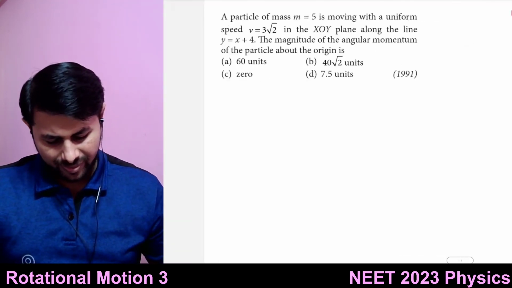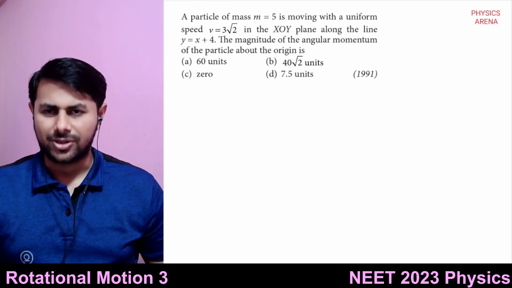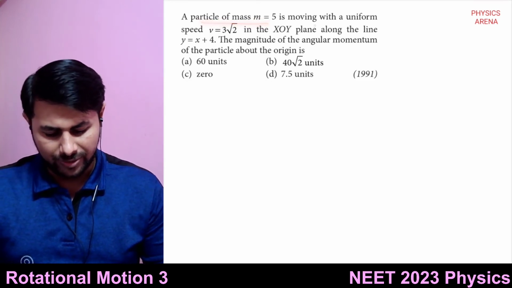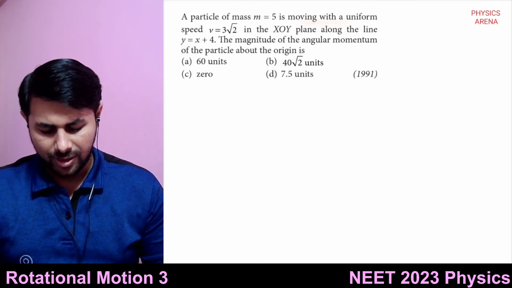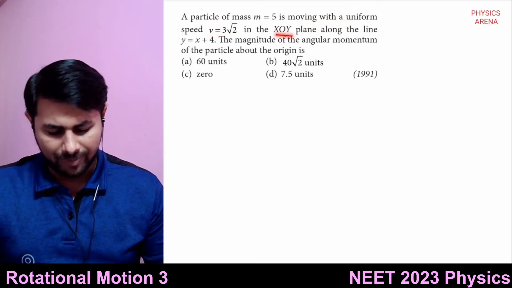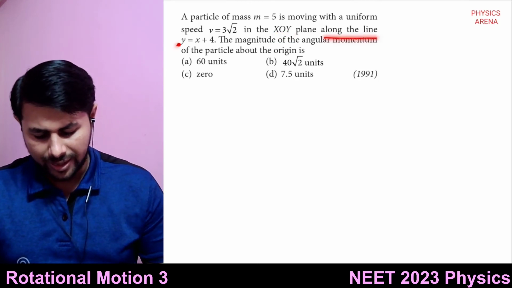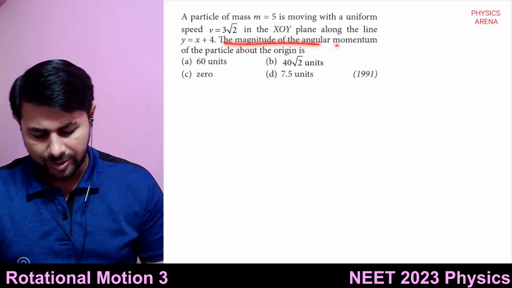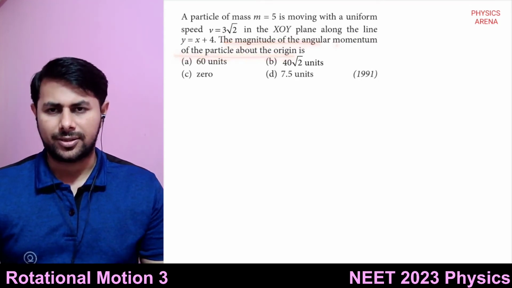Okay. Then next question. A particle of mass m equals 5 is moving with a uniform speed v equals 3 root 2 in the XY plane along the line y equals x plus 4. The magnitude of angular momentum of the particle about the origin is, this is the question.